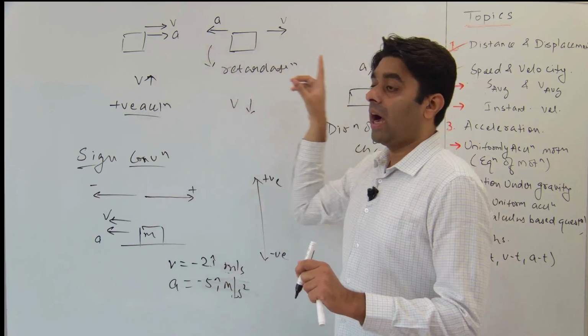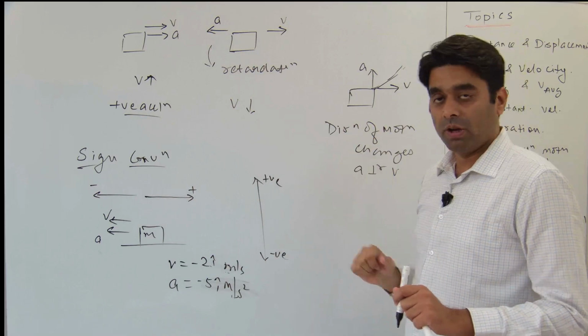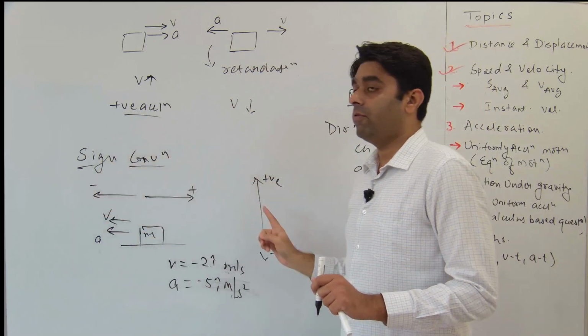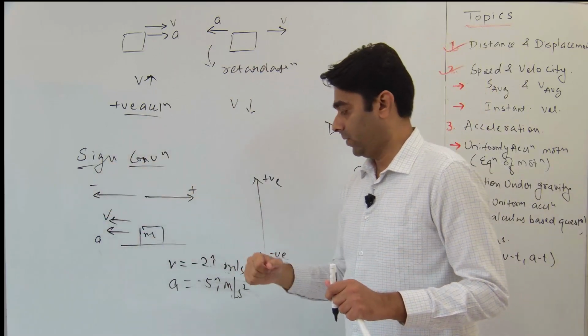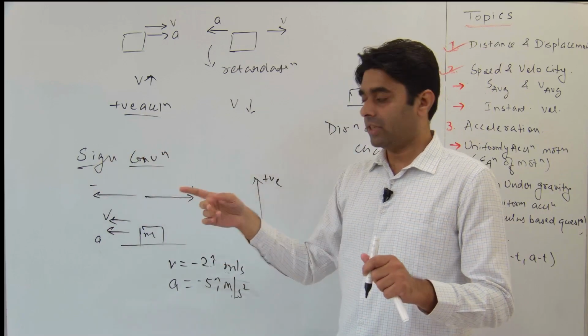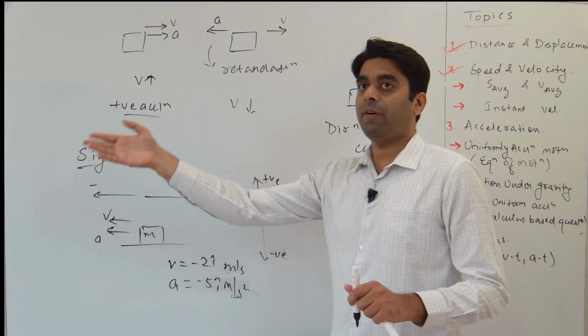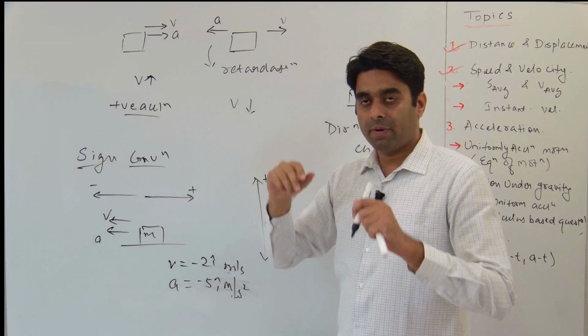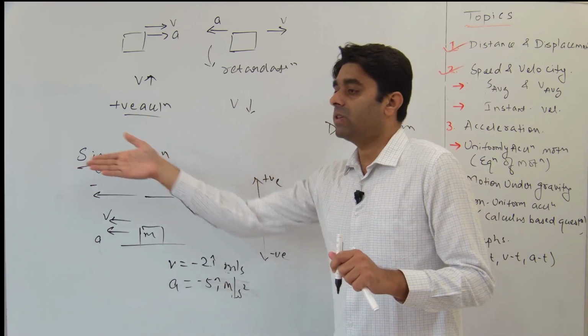So this is about how acceleration affects velocity. Over here, when we say negative acceleration, or minus 5 meter per second, it means it is towards the negative side.